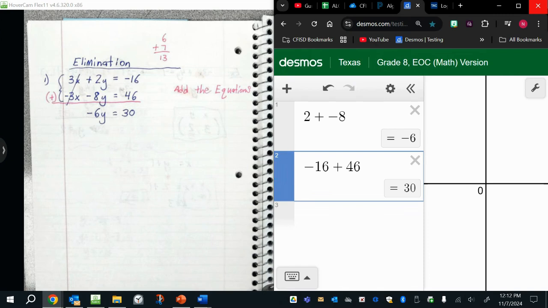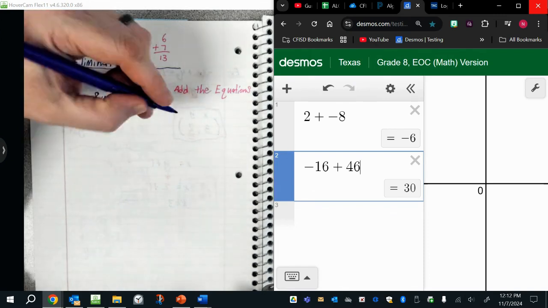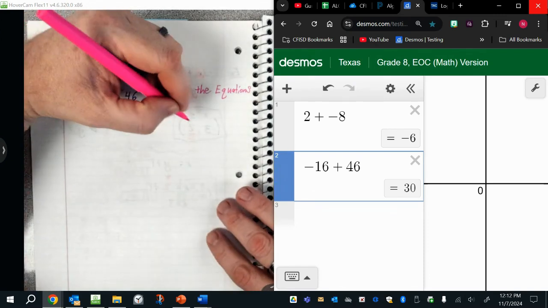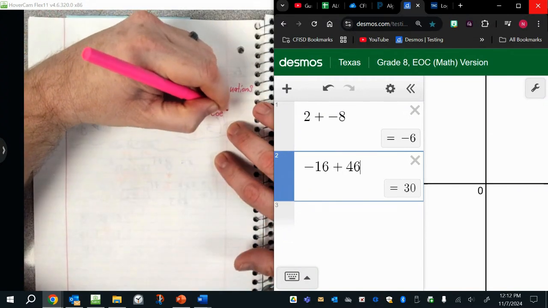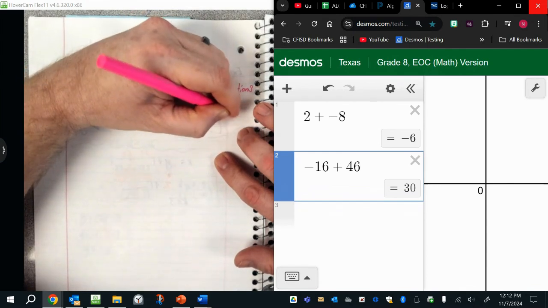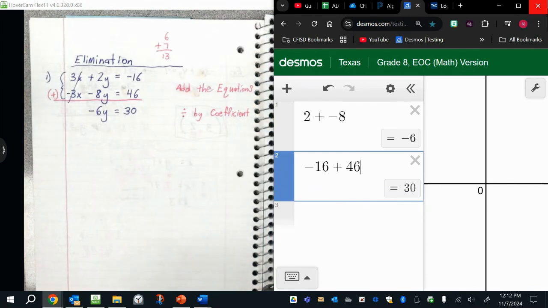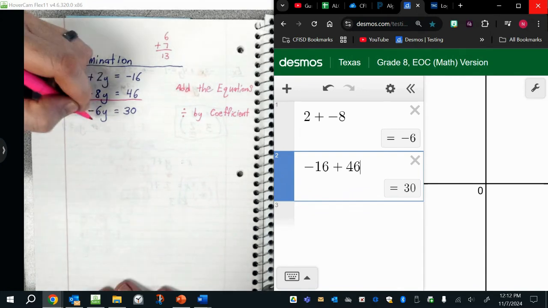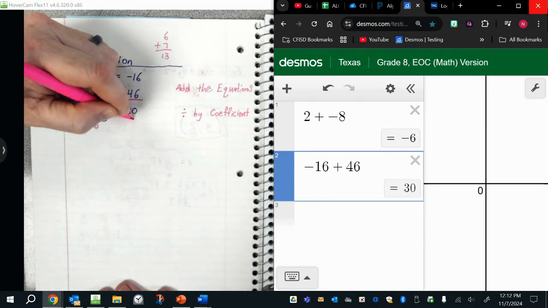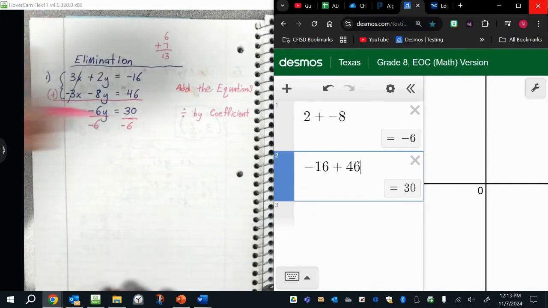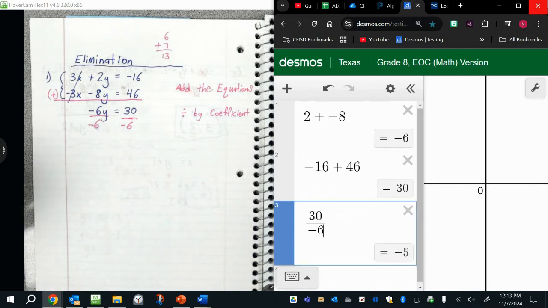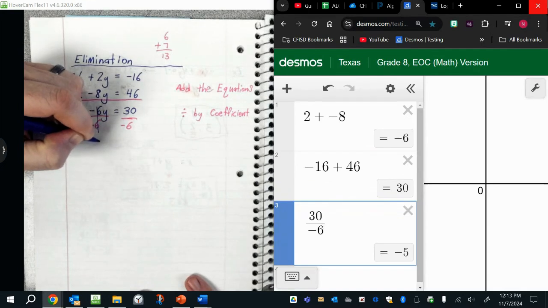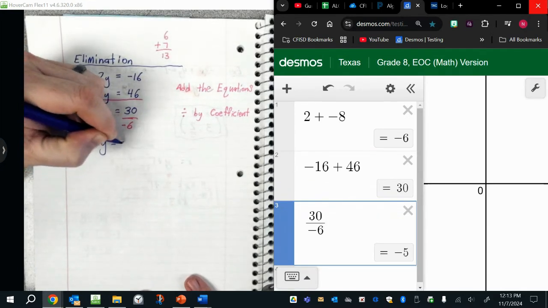All right. Then the next thing we're going to do is divide by the coefficient. So I'm going to divide by -6. I take 30 and I divide it by -6 and I get -5. So y equals -5.